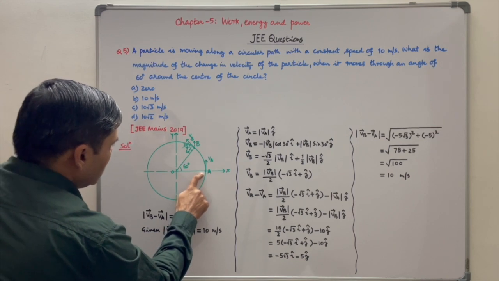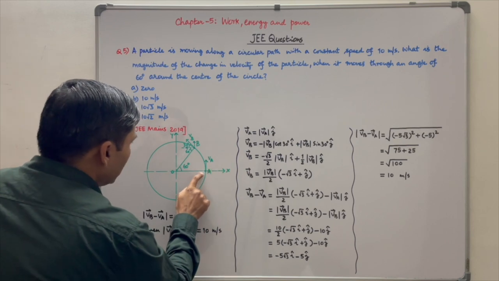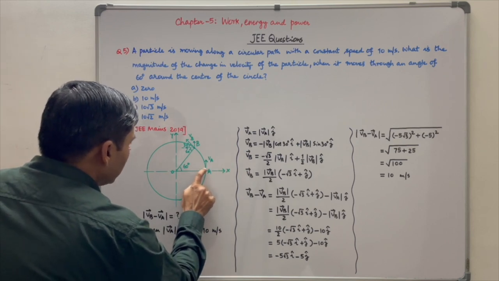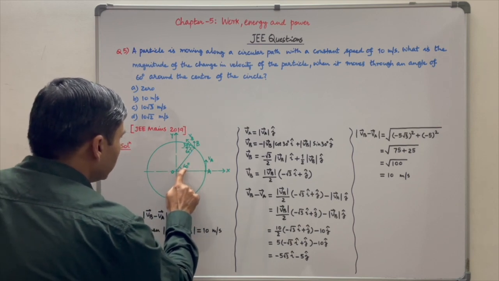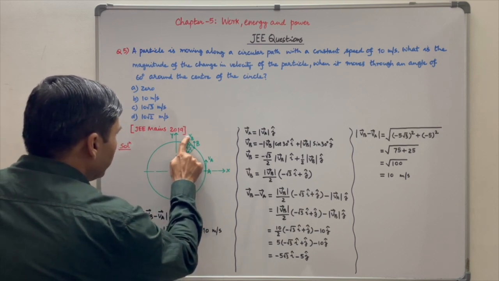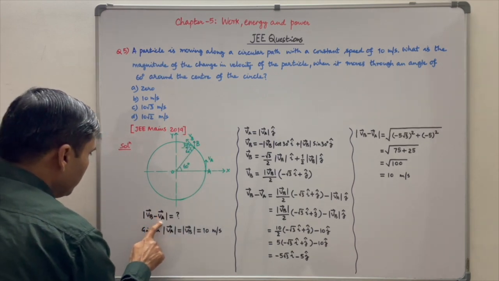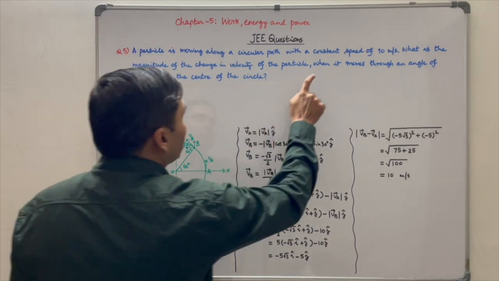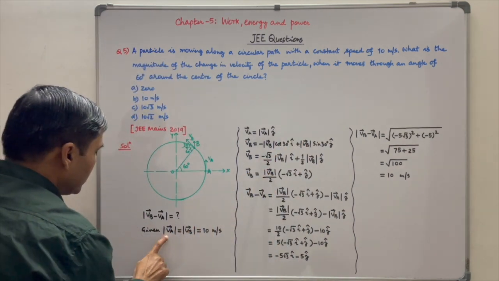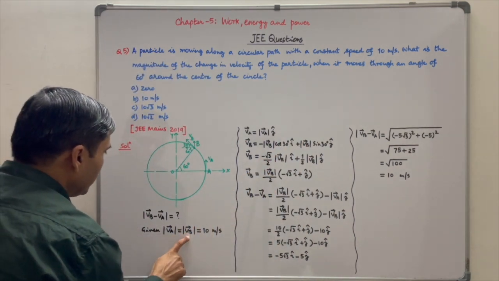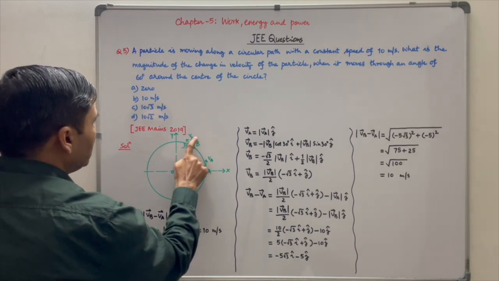Suppose at t is equal to 0, particle is at A, that is along x-axis. Its velocity is VA. After some time, it reaches B, so that angle BOA is 60 degrees. Its velocity at B is VB. We have to find out magnitude of vector VB minus vector VA. It is given that particle is moving with constant speed 10 meters per second. That means magnitude of VA is equal to magnitude of VB is equal to 10 meters per second. We can write vectors VA and VB.